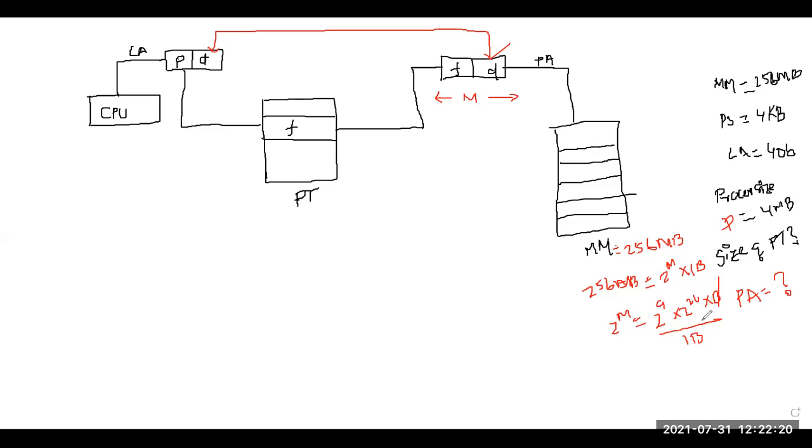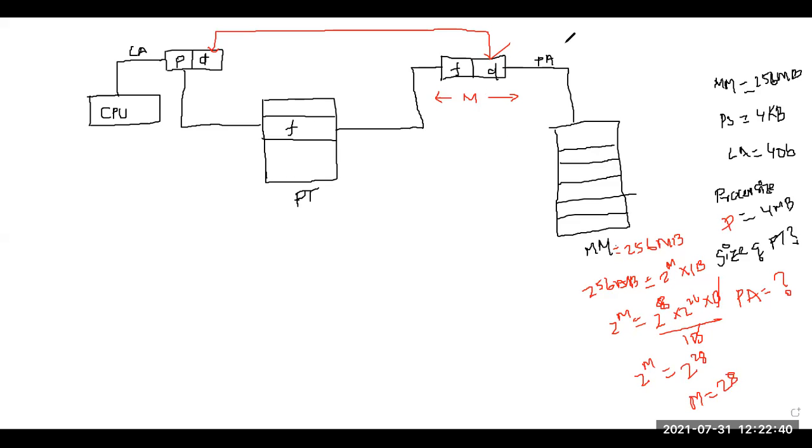Now this cancels. 256 is 2 to the power of 8, so it will be 2 to the power of 28. Now what is the value of m? m equal to 28. Clear?